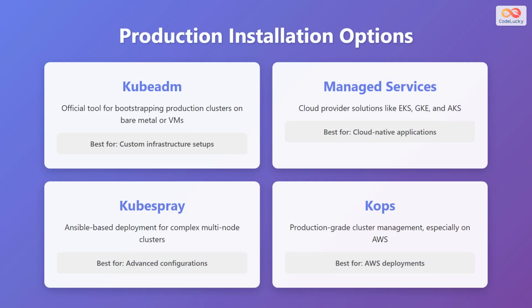For production environments, there are several robust options. Kubeadm is the official tool for bootstrapping production clusters on bare metal or virtual machines, best suited for custom infrastructure setups. Managed services like EKS, GKE, and AKS are cloud provider solutions that handle much of the operational complexity, making them ideal for cloud-native applications. Kubespray is an Ansible-based deployment tool for complex multi-node clusters, perfect for advanced configurations. Finally, KOPS is production-grade cluster management software, especially optimized for AWS deployments. Each option offers different levels of control and automation.